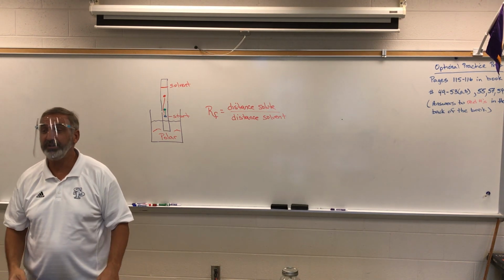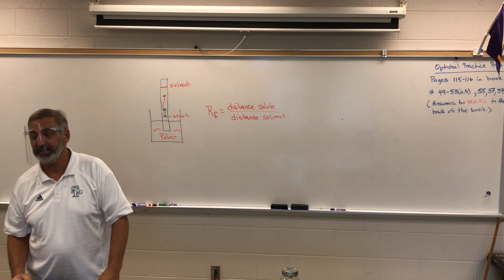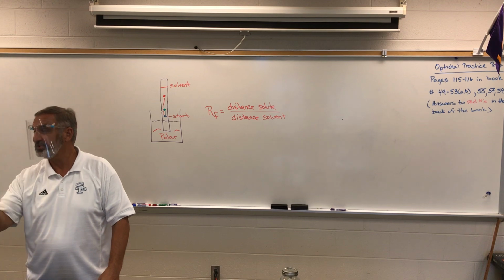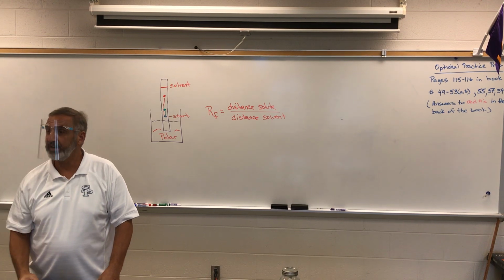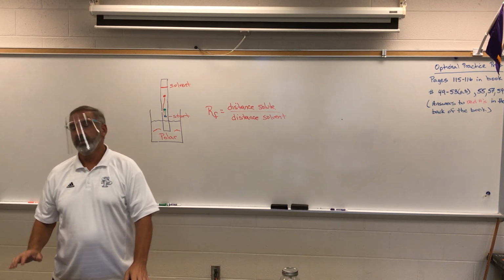So 190 proof is the strongest alcohol that you can get. You can't get anything more, because proof is always double the percent. So 95% is going to be 190 proof alcohol. All right.